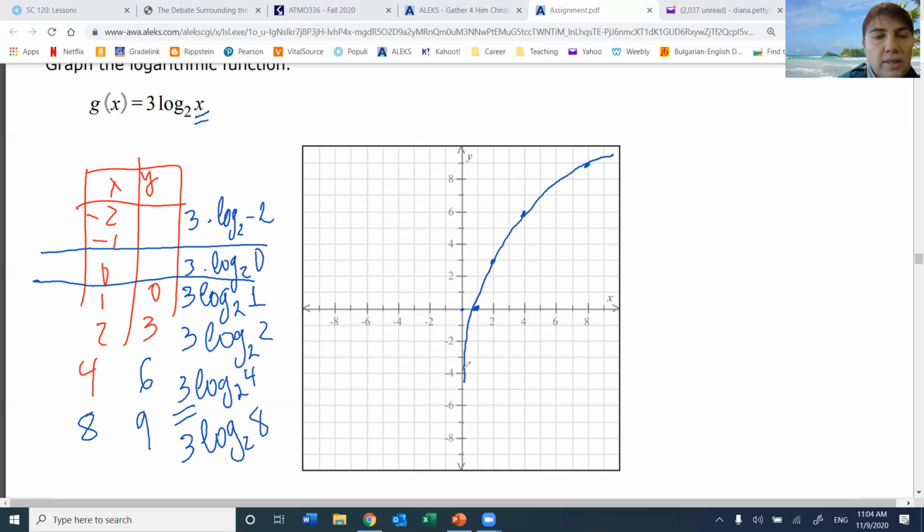And then the closer you get to x is 0, the lower you're going to get here. Now you're getting closer to the vertical axis. So the vertical axis is the asymptote, right?